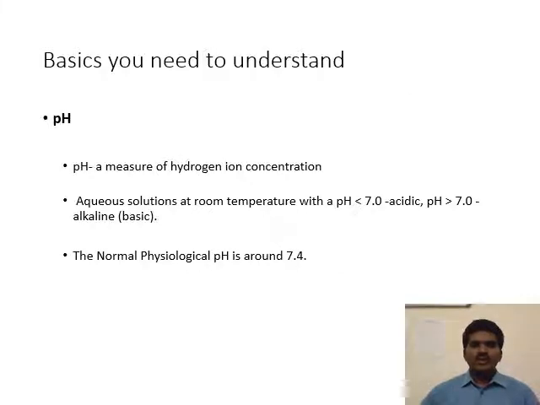Before going into the ABG analysis proper or the collection of ABG, you need to know certain basic concepts and how the acids and bases are handled in the body. Most important thing is pH. pH is a measure of hydrogen ion concentration. In aqueous solutions at room temperature, a pH less than 7 is called acidic, and those with pH greater than 7 are called alkaline solutions. The normal physiological pH is around 7.4.